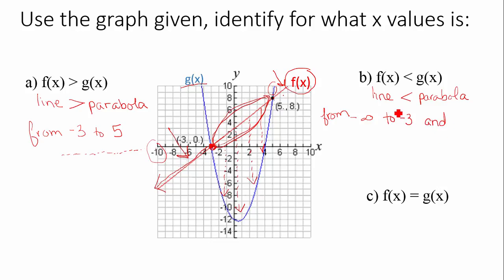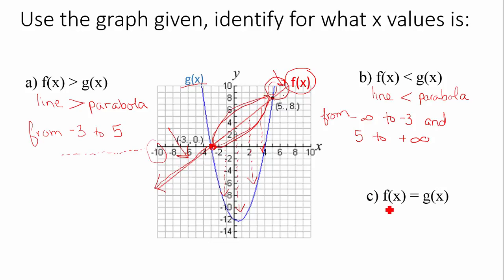And there's another spot. Remember up here, this is where the blue line surpassed the red line again. So the red line's less than the parabola there. So that's another spot. And we would say from 5 to, and remember there's arrows on the end of those, so we'd say from 5 to +infinity. So this idea of identifying intervals or places on the graph where things are greater than or less than, that's pretty important. Let's look at C.